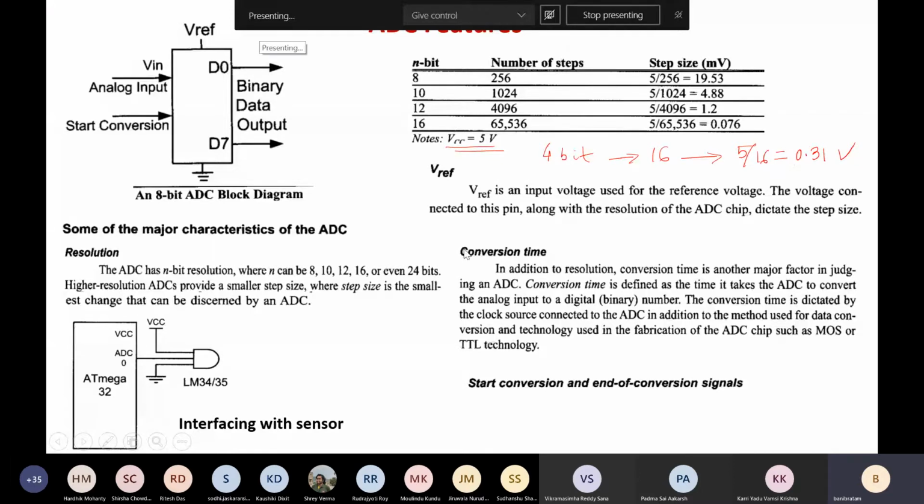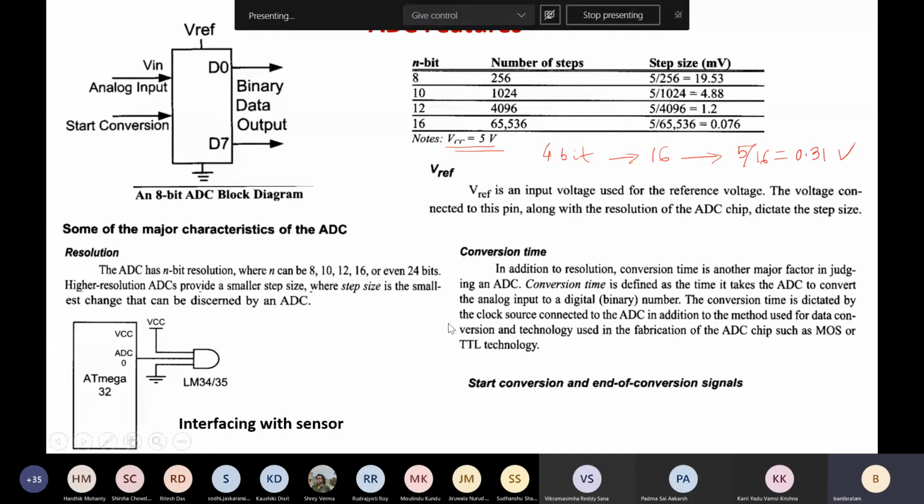Another characteristic or terminology is conversion time. What does it mean? How much time it requires to convert the analog signal into the 8-bit digital configuration, right? So in addition to resolution, conversion time is another major factor. It is defined as the time it takes the ADC to convert the analog input into a digital number. The conversion time is dictated by the clock source connected to the ADC, in addition to the method used for data conversion and the technology used in the fabrication of the ADC chip, like MOS, TTL. Those are the technologies used to fabricate ADCs, right?